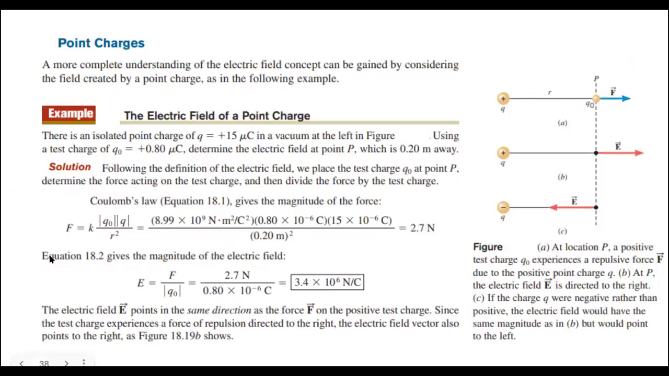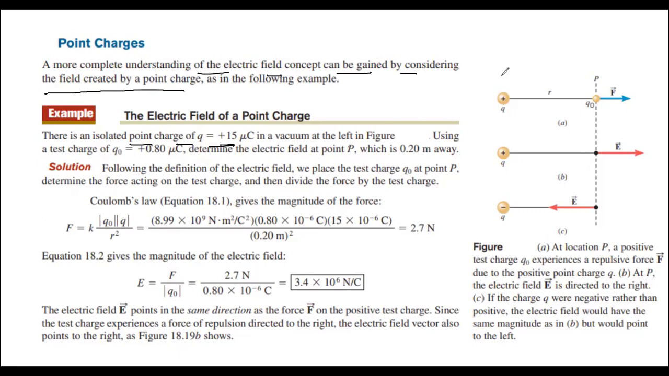Now moving forward, let me just erase that. You can try solving this question. You can pause for a while. Feel free to solve it. So we are talking about point charges. A more complete understanding of the electric field concept can be gained by considering the field created by a point charge. So there is an isolated point charge Q, plus 15 microcoulomb, in a vacuum at the left. If you see over here in the figure.